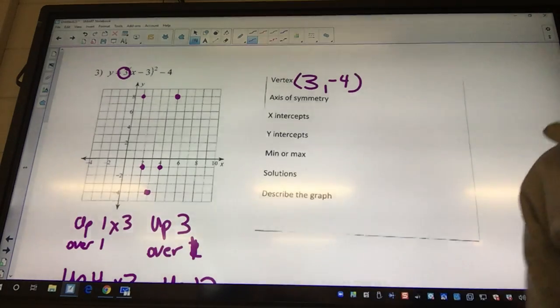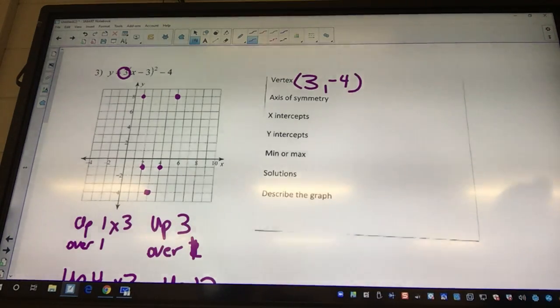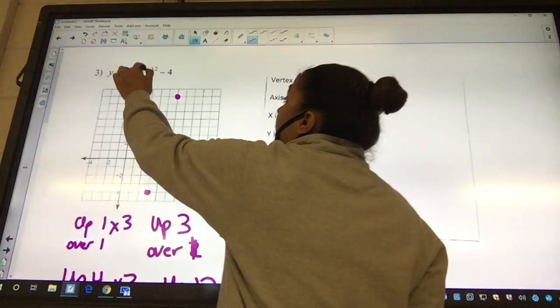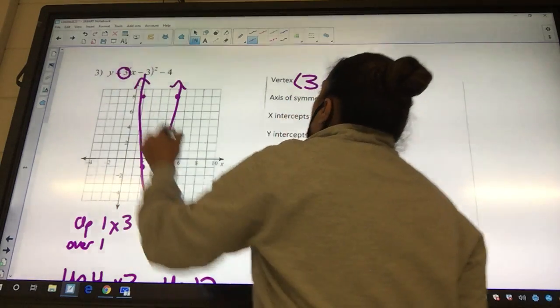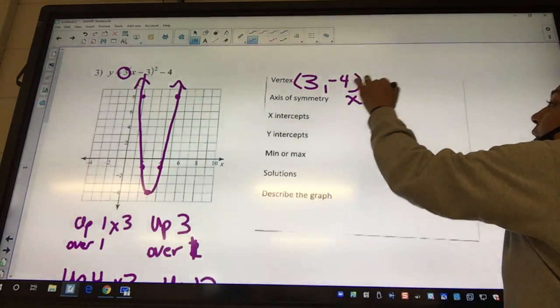It's still going to be a min though. Why is it still going to be a min? Is there a negative out front? No. Then it's still going to be a minimum, unless it has a negative out front, then it flips it. Okay, so what is the axis of symmetry? It's still x equals 3.